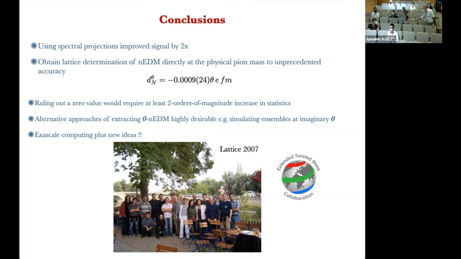I have a couple of questions, maybe I ask one. First of all, a comment. For the theta term, it might be very useful that you also show calculations at different pion masses, just to check the chiral behavior of your results, right? You expect this to be here. This is in this plot, right?